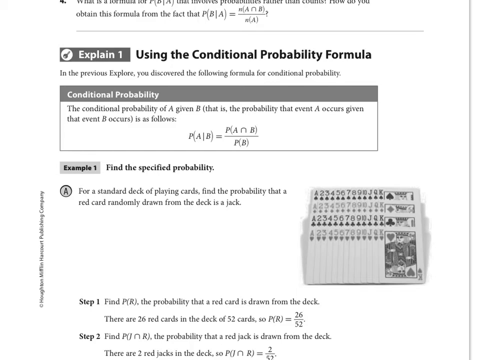Hello everyone, welcome to video 22-1b, the second part of our conditional probability lesson. In the first video we talked about how to find conditional probability. Now we're going to do some actual examples all the way through.